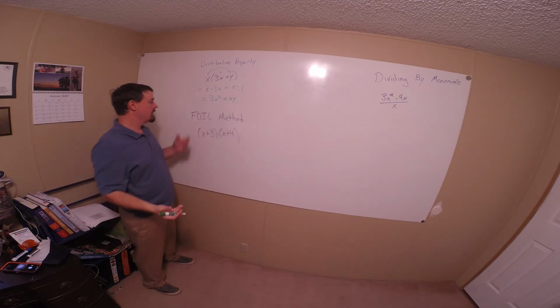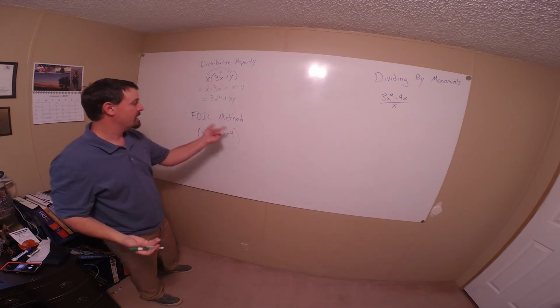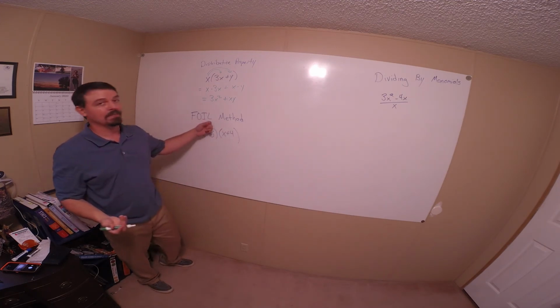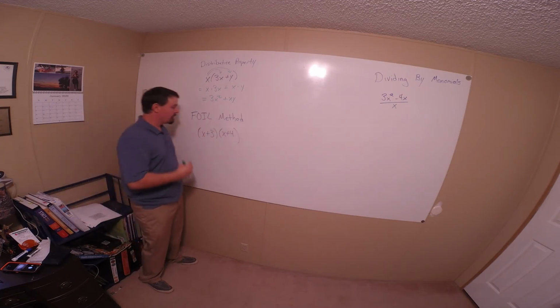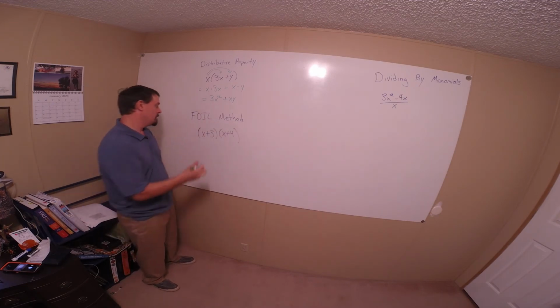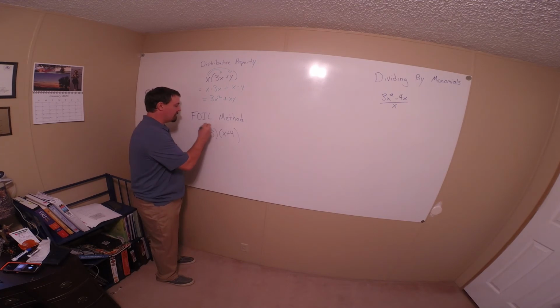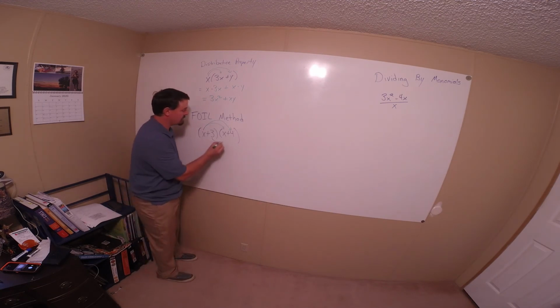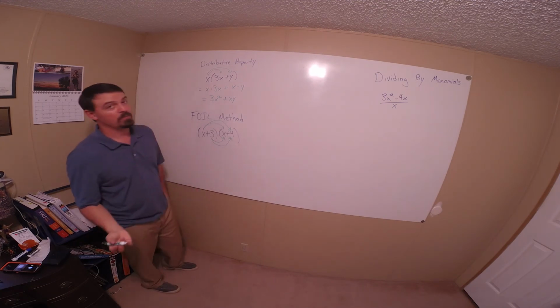Distributive property. Now the distributive property leads right into the FOIL method. FOIL method just stands for first, outside, inside, last method. So if we simply follow the acronym, x times x would be our first, x times 4 would be our outside, 3 times x would be our inside, and 3 times 4 would be our last.